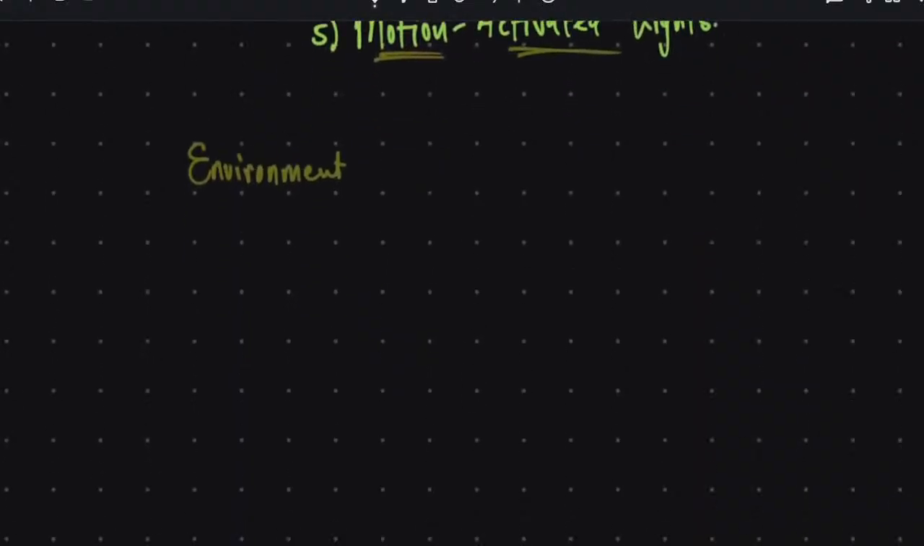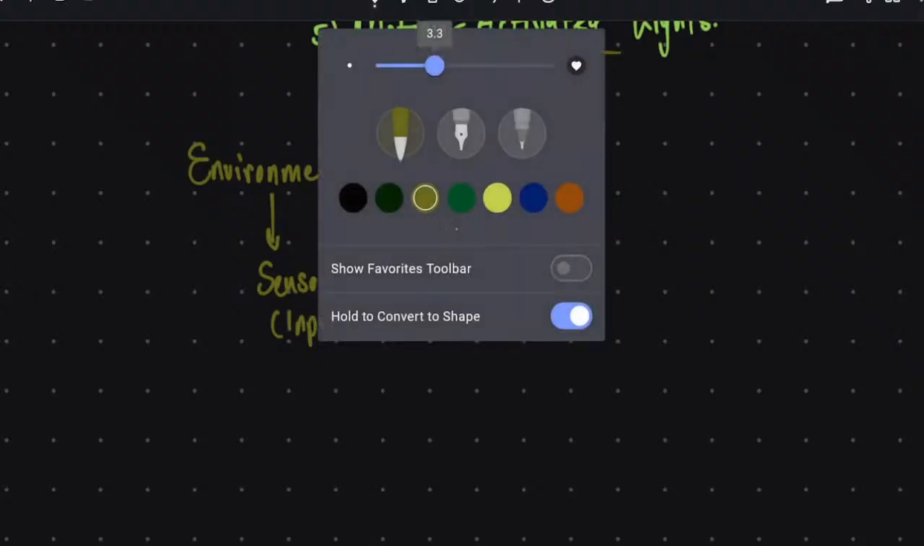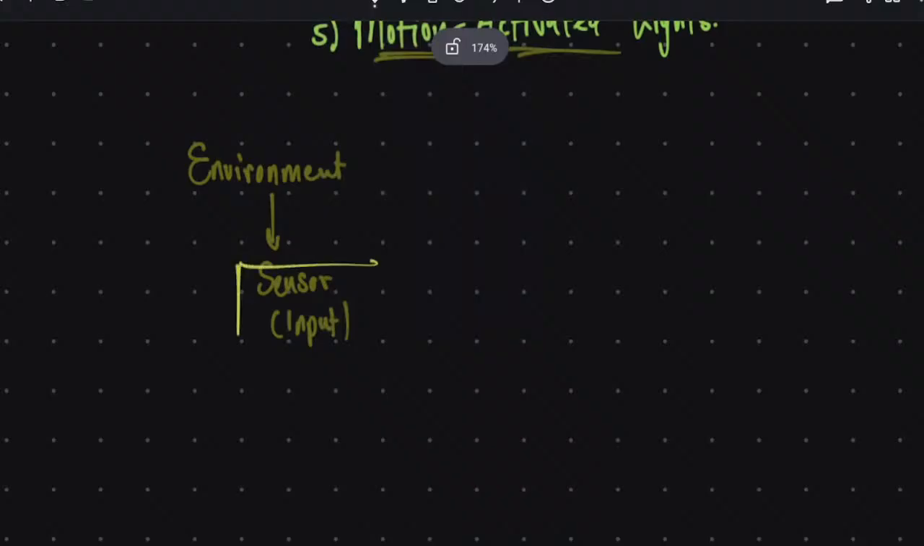So you start at the environment. Then you go to the sensor, which is going to be the input. We'll talk about it now when we talk about the three parts of an automated system. It has a sensor that collects information from the environment, right? So the sensor, what should it do? It should collect information. The sensor should collect information.